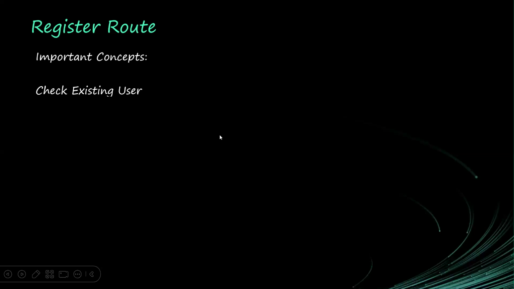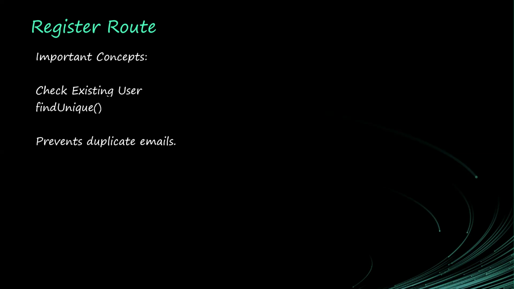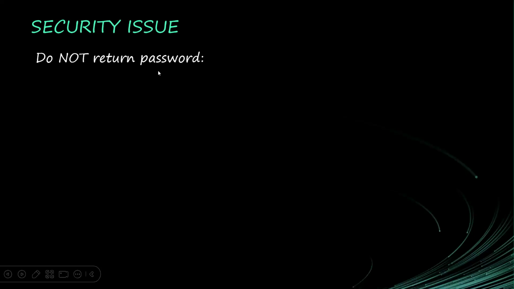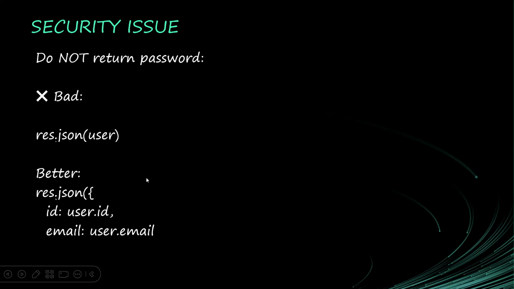So now, an important concept. Always check for an existing user when you're registering a user. So we use the find unique to check, or our find by email method. So we prevent duplicate emails. We hash the password using bcrypt.hash, and we never store raw passwords. Our passwords are never raw. And we never return the password either. Do not return the password. Returning the password is very bad. Take away the password.